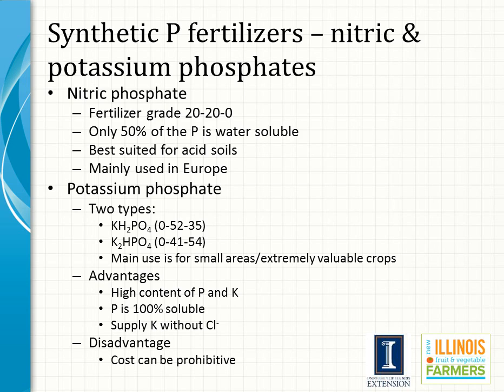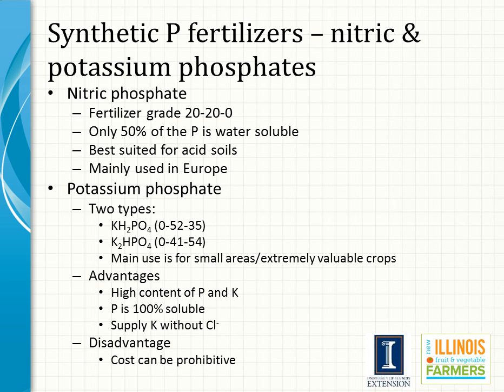Other synthetic phosphorus fertilizers include nitric and potassium phosphates. Nitric phosphate supplies nitrogen as well as phosphorus and has an analysis of 20-20-0. Only approximately 50% of the phosphorus is water soluble. Nitric phosphate is mainly used in Europe and is best suited for application to acidic soils.